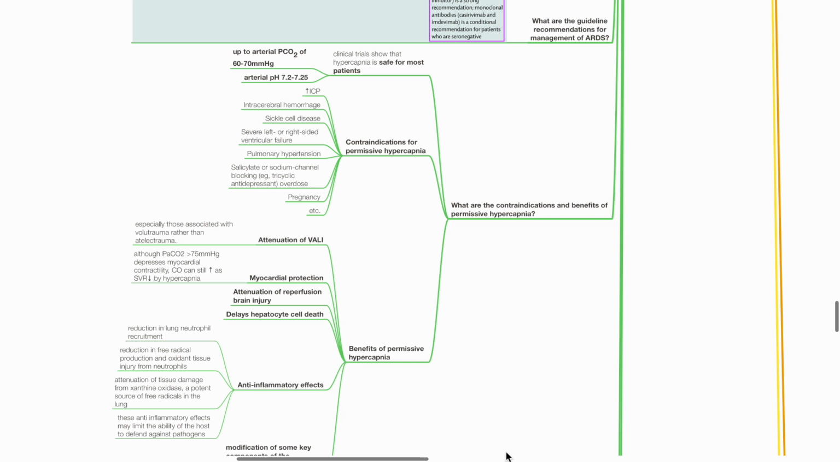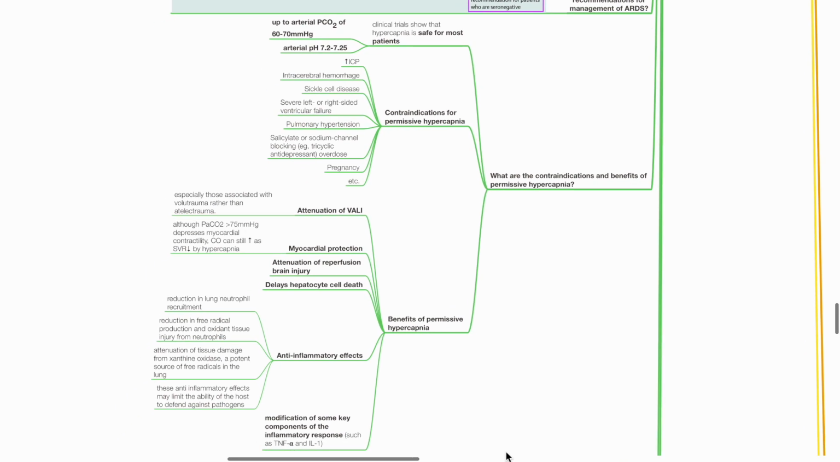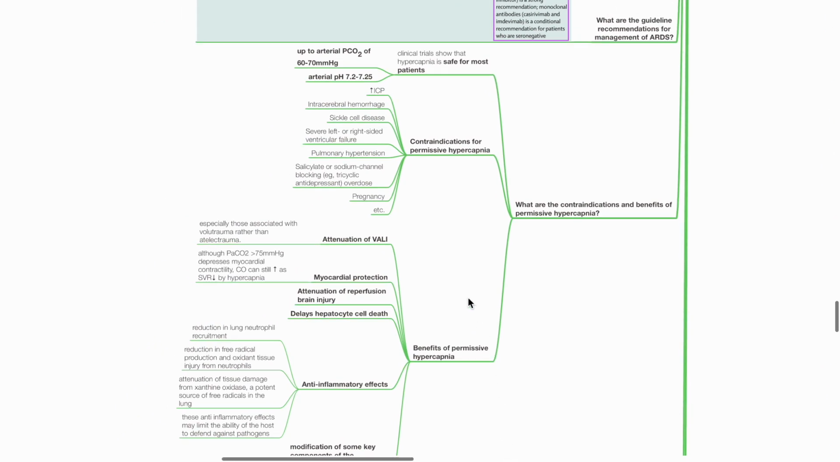What are the contraindications and benefits of permissive hypercapnia? Clinical trials show that hypercapnia is safe for most patients up to arterial PCO2 of 60 to 70 mmHg and arterial pH of 7.2. Contraindications for permissive hypercapnia include raised ICP, intracranial hemorrhage, sickle cell disease, severe left or right-sided ventricular failure, pulmonary hypertension, salicylate or sodium channel blocker overdose, pregnancy, etc.